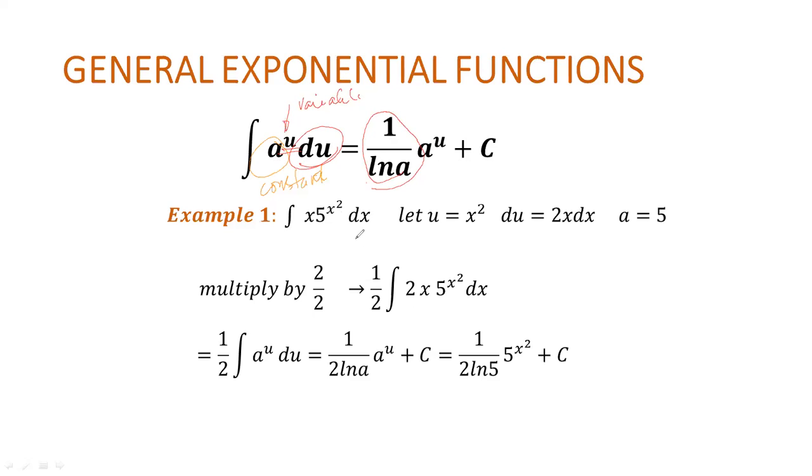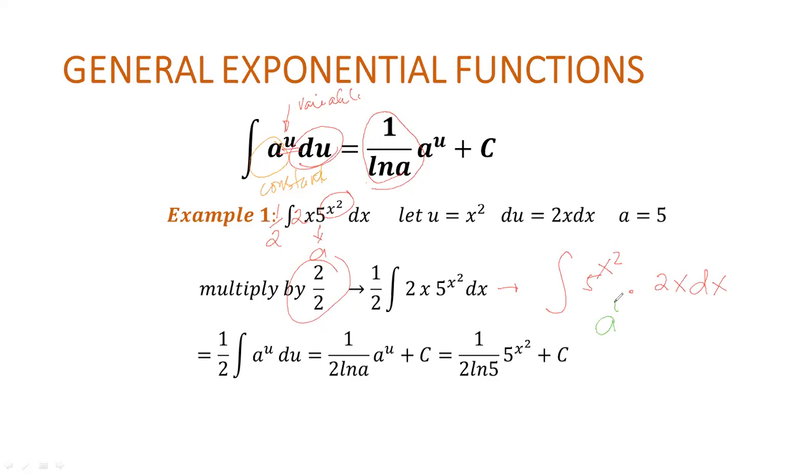Now, take for example this one. If this is your a and this is your variable, you just check the derivative of this u, and that would be 2x dx. What you have here is just x dx. So you need to place a 2, and you need to place here 1/2, equivalent to multiplying by 2 over 2. Now, if we rewrite the original integral, that would be the integral of 5 raised to x squared times 2x dx.